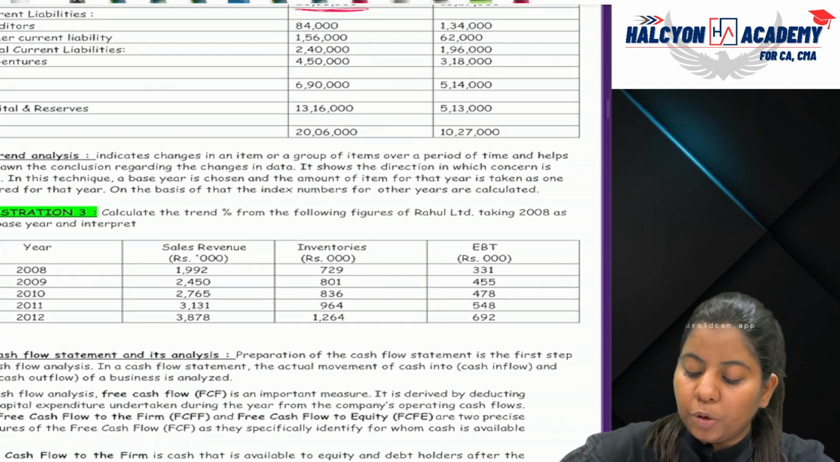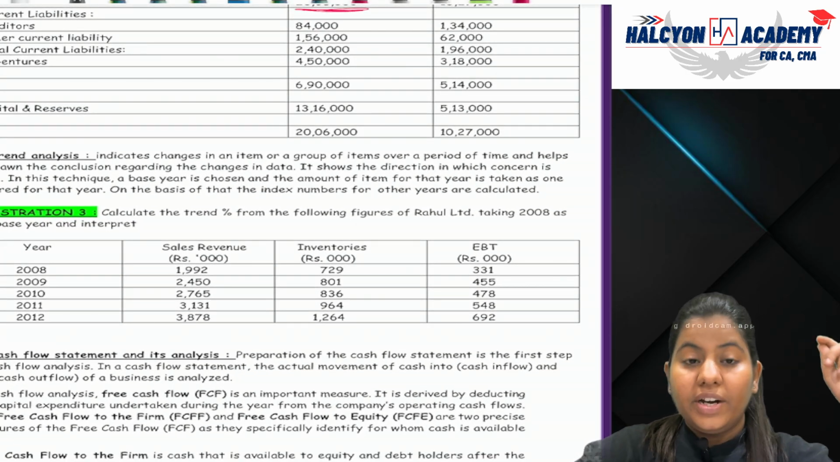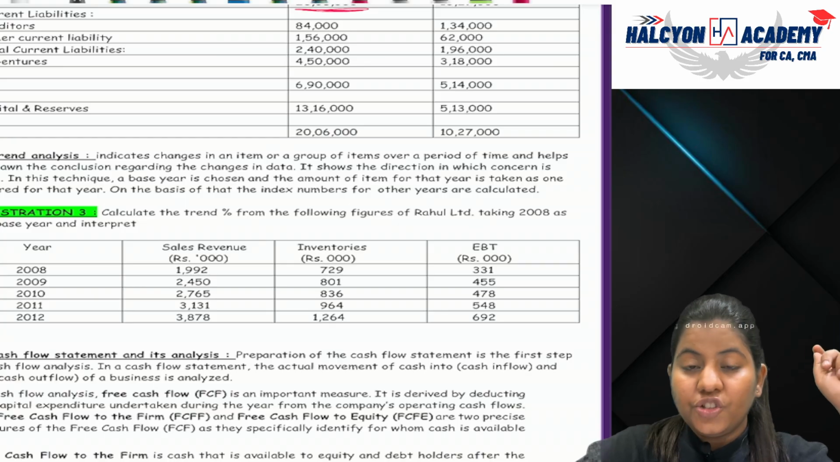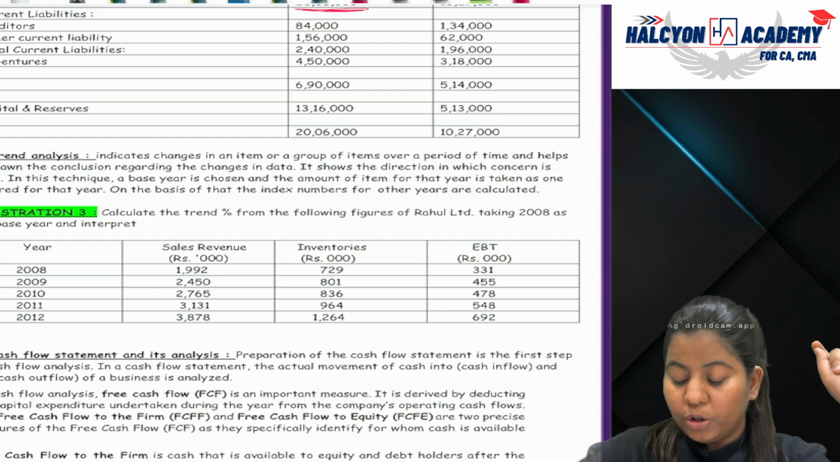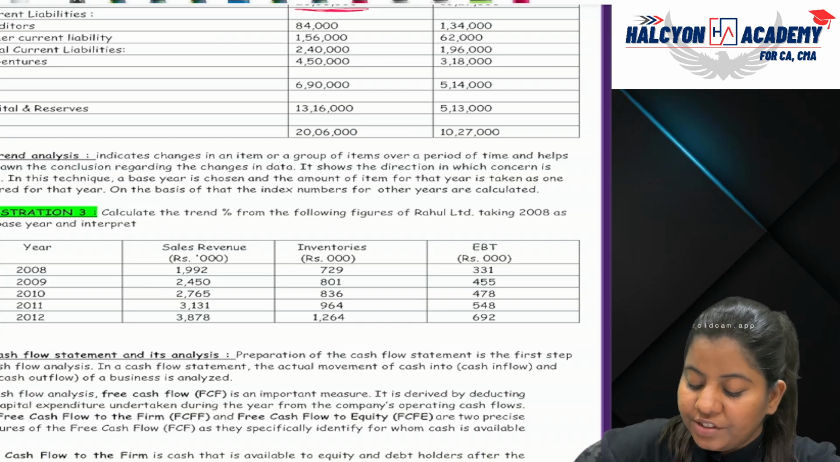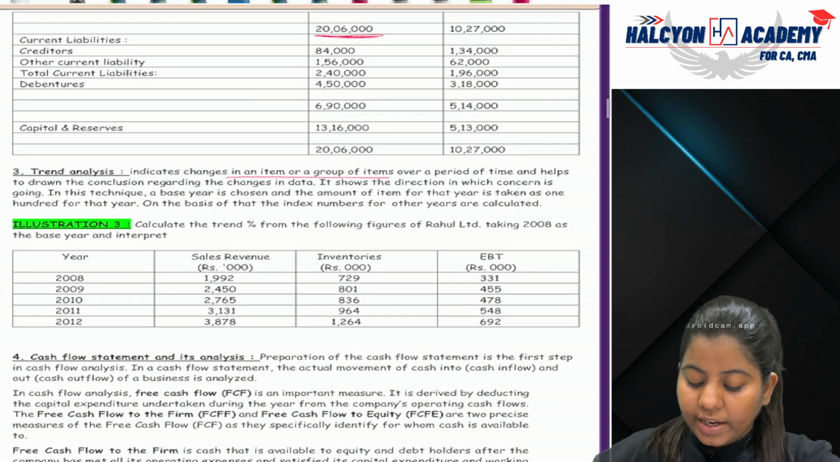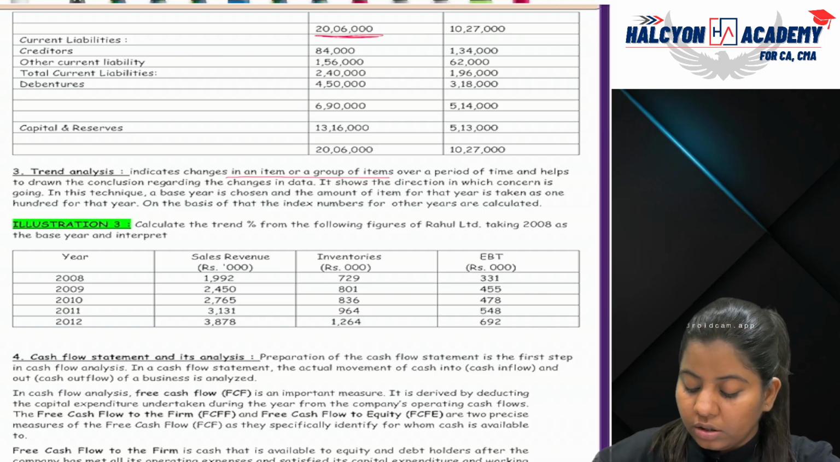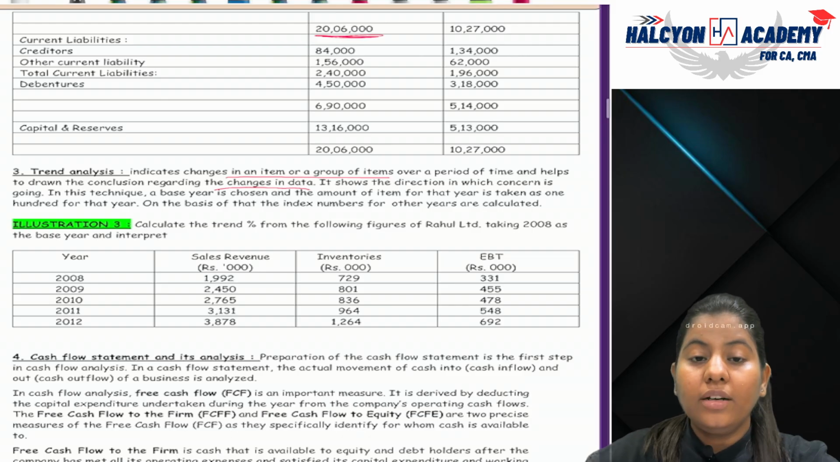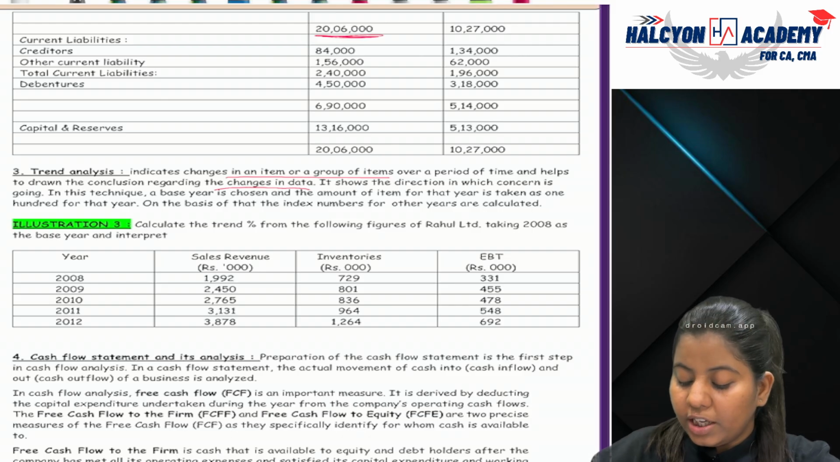See what is given in book. Trend analysis indicates change in an item or a group of items over a period of time. So there is a time factor, and it helps to draw conclusions regarding the changes in data. We can conclude how the data is changing year by year.